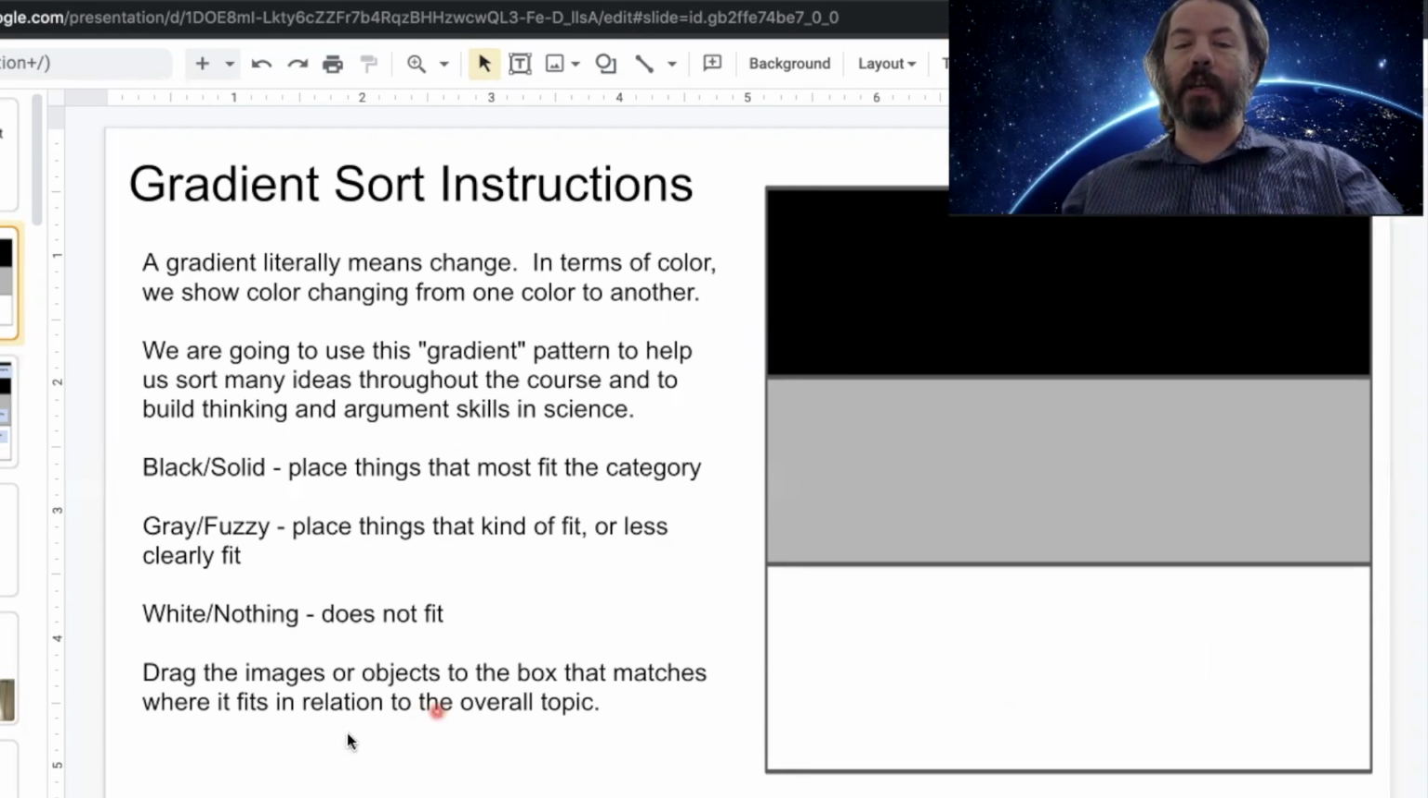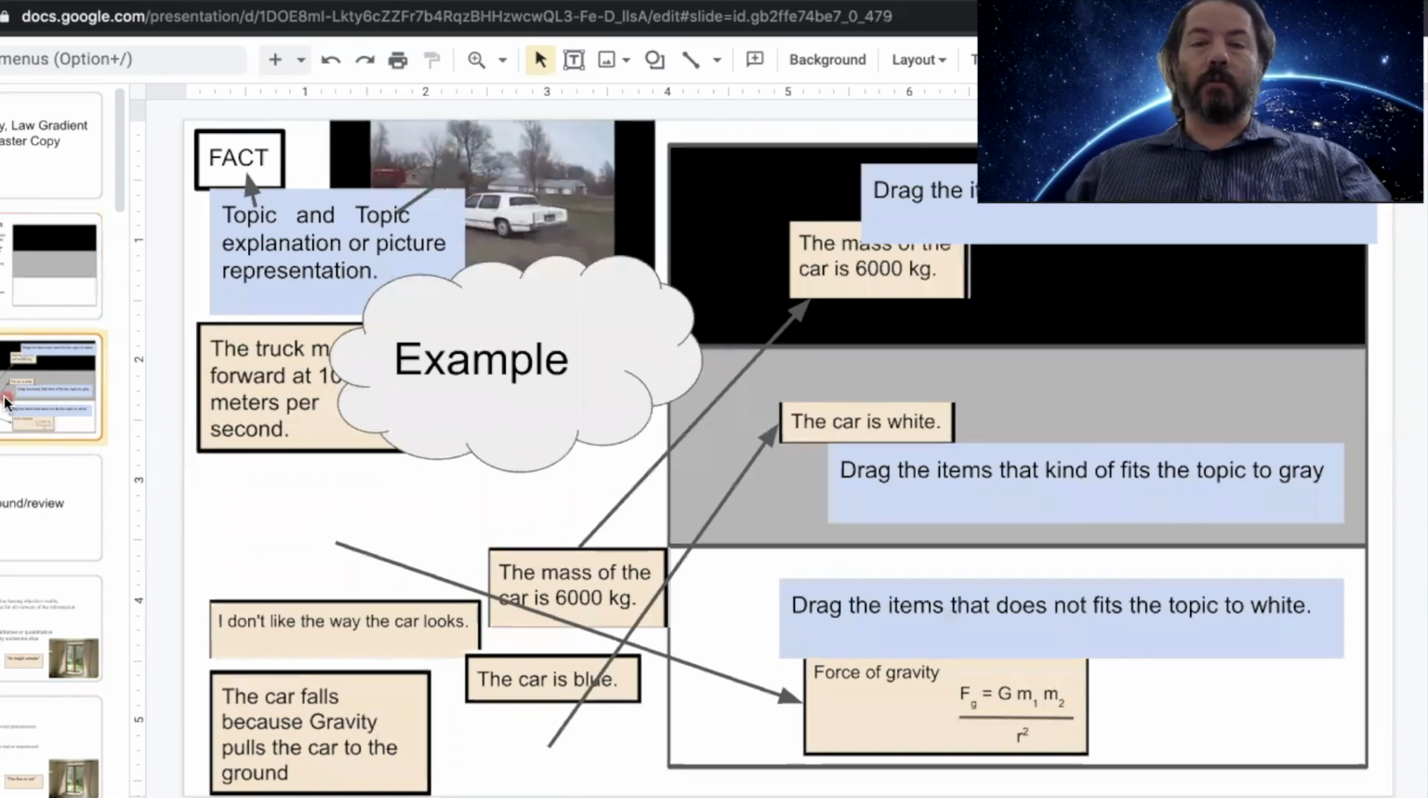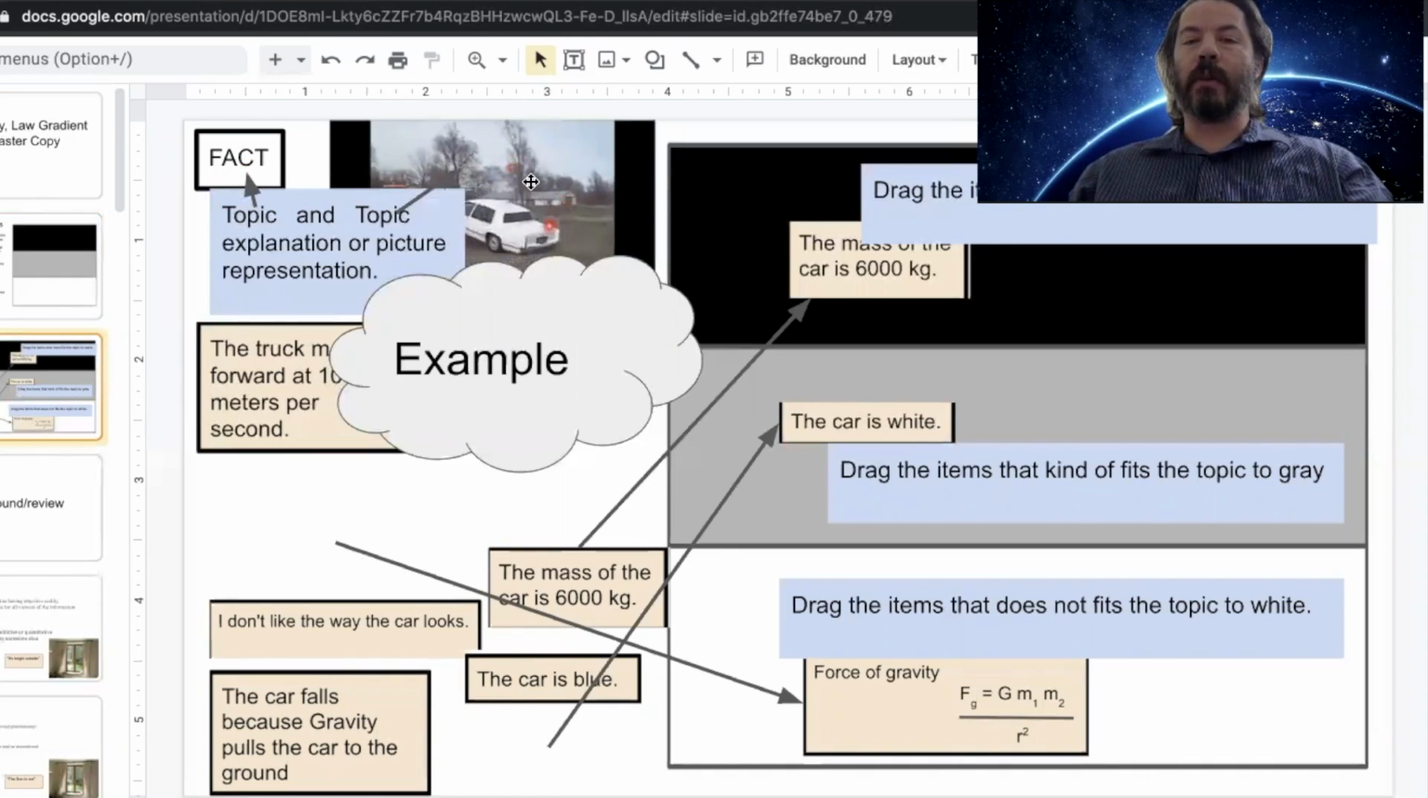We're going to drag the images or objects to the box that matches kind of where it fits the overall topic. And then later we're going to be able to explain why we placed it in the correct place. So here's an example that you're going to see when you get this homework. You're going to get a topic, in this case a fact, and there may be an image or a short video clip of a situation that I want you to think about when you're sorting this information.